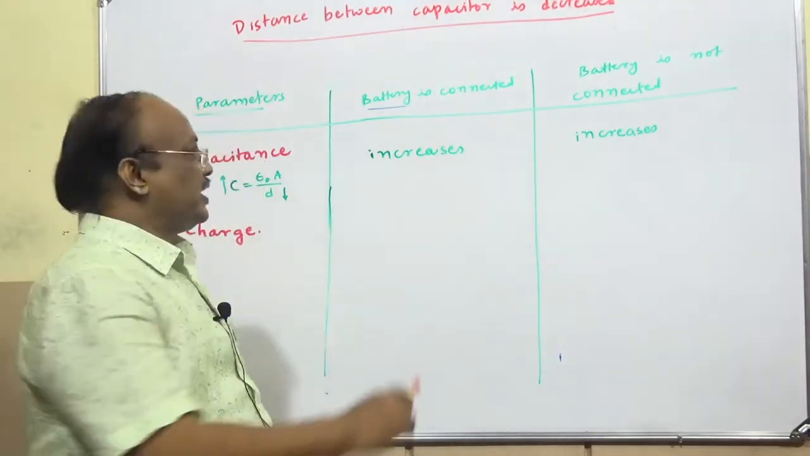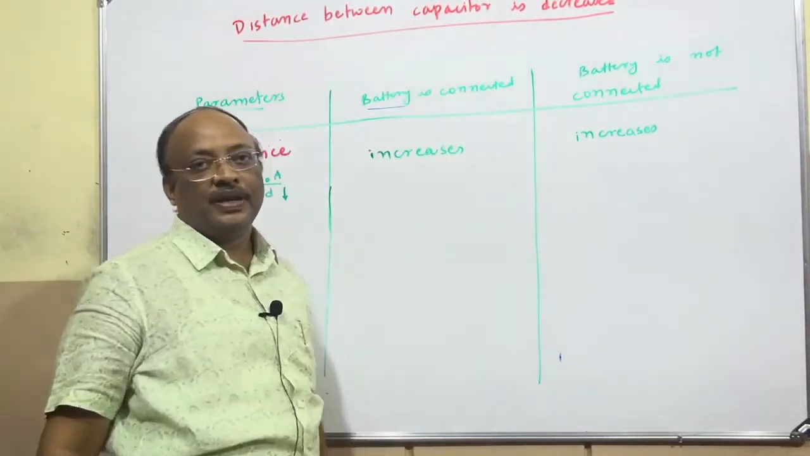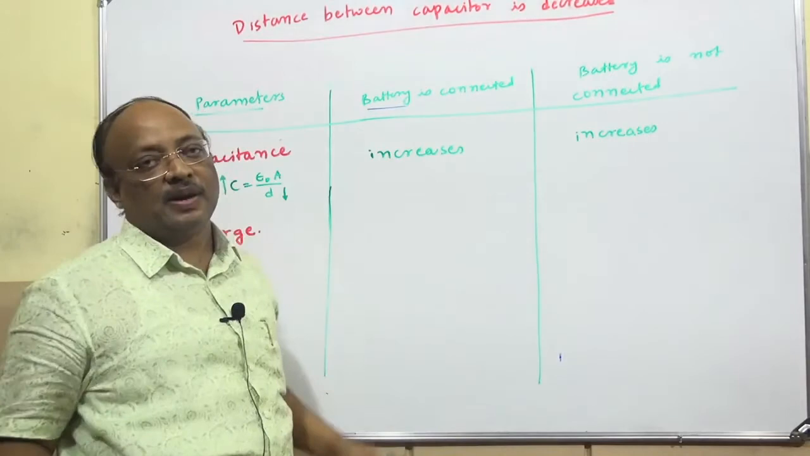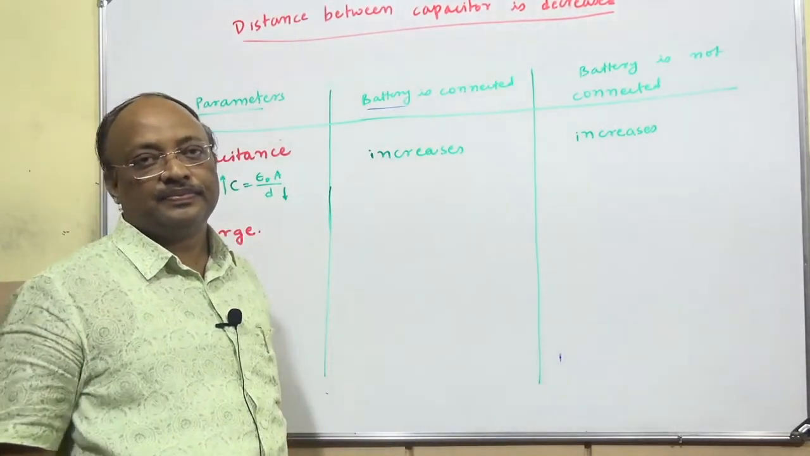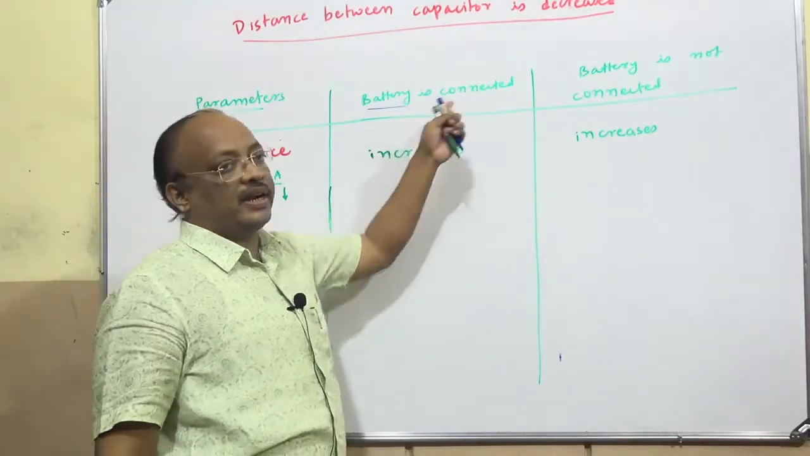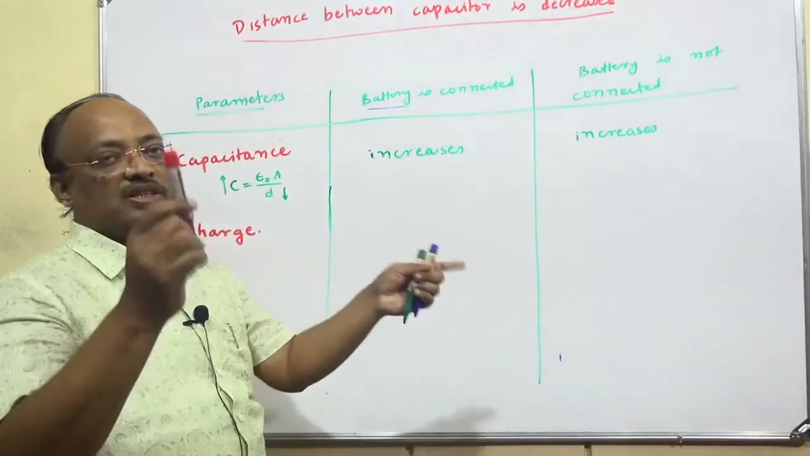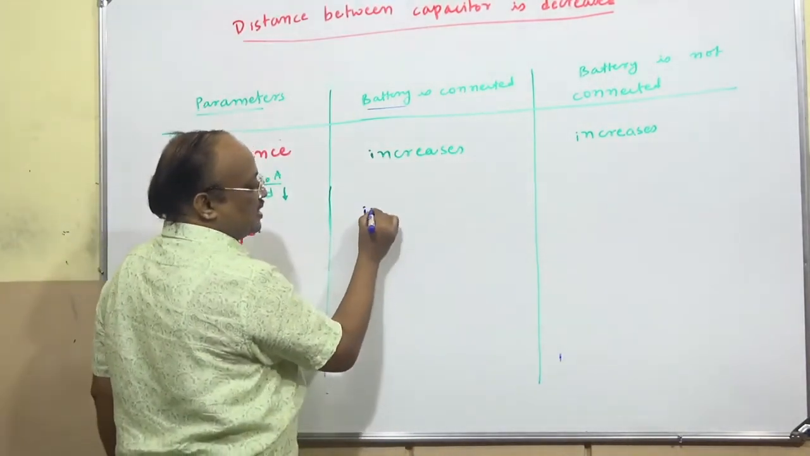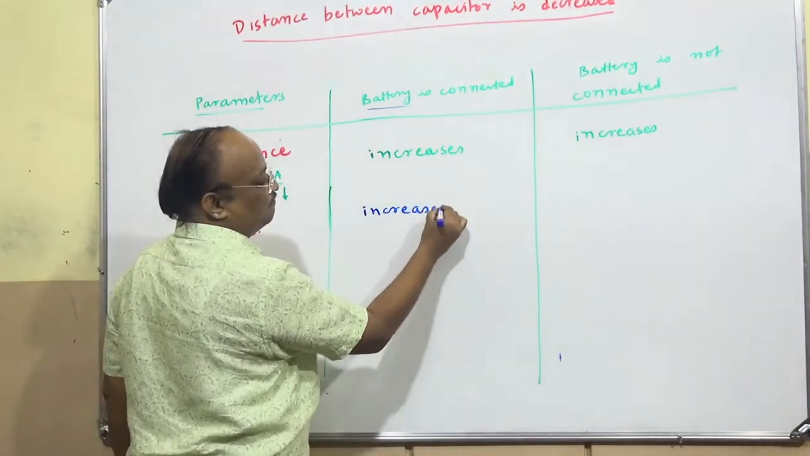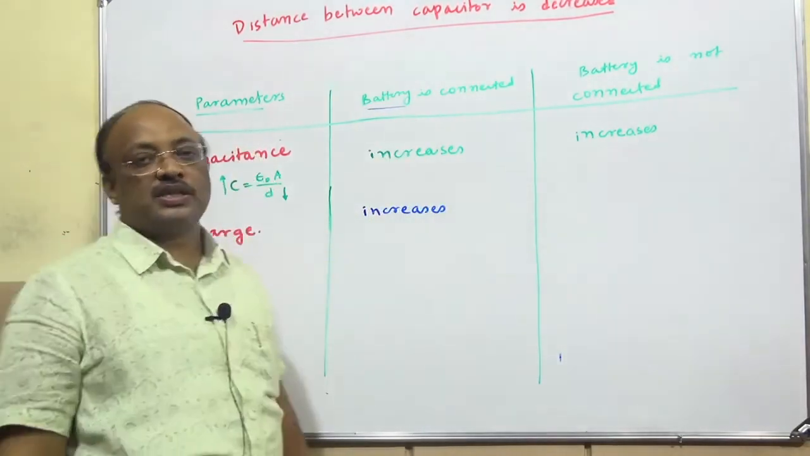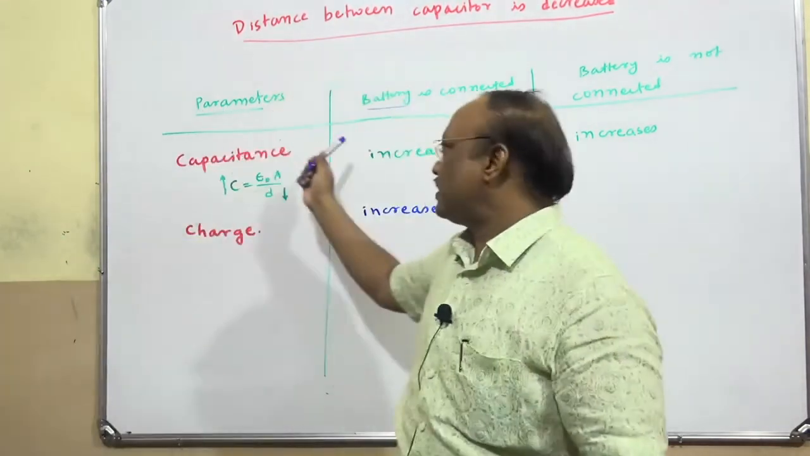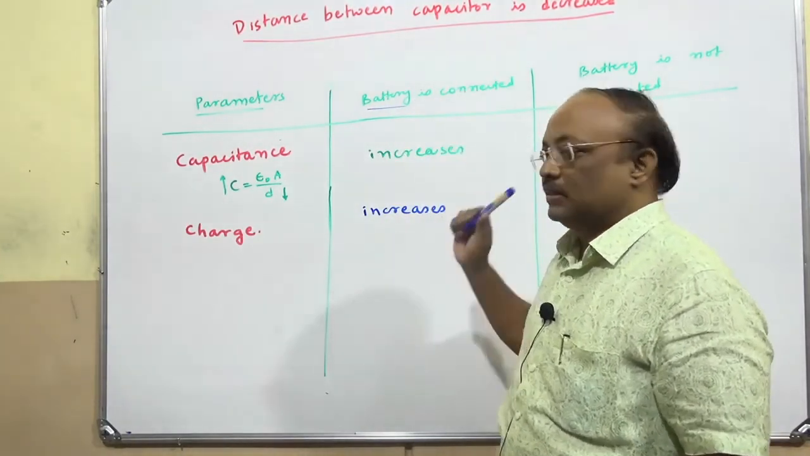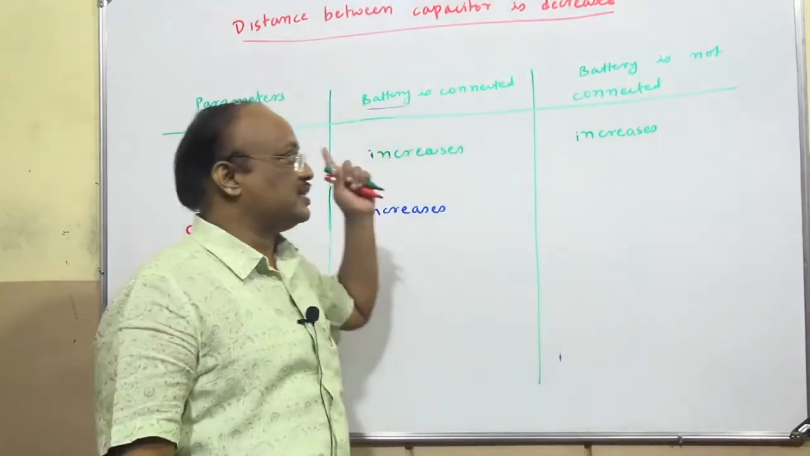So here, capacitance has increased. There is a chance to store some more charges there. So the battery is connected, you can store some more charges on it. Because of that, charge increases. Charge increases because capacitance has increased and there is a chance to increase the charge. Because of that, it increases.